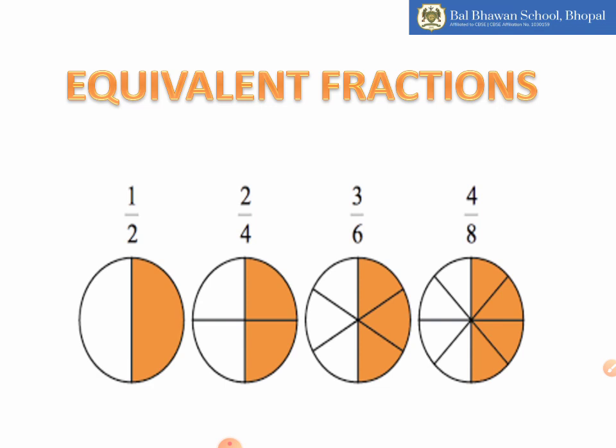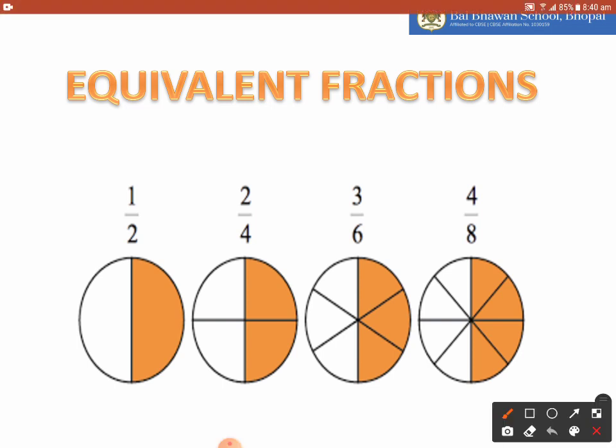Now the next category of fractions is equivalent fractions. Equivalent fractions are those fractions which represent the same part of a whole. For example, you can see that in the first picture the circle is divided into 2 parts and 1 part is shaded. It is representing half of the circle, which is represented by 1 upon 2. The second circle is of the same size. It is divided into 4 equal parts where 2 parts are shaded, but this is also showing half of the circle. In the third picture, the circle is divided into 6 equal parts.